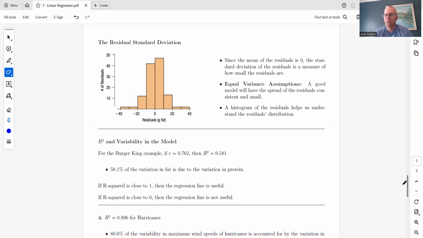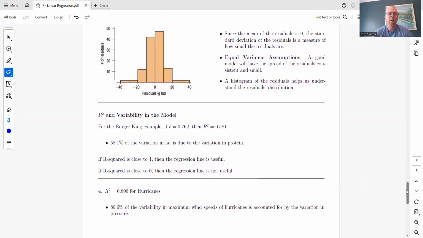All right, another indication of how good a model is, we'll use R². So R, which is the correlation coefficient, measures the strength of the relationship. The closer it is to 1, the better. The closer it is to -1, the better. Closer to 0, the weaker the relationship is.